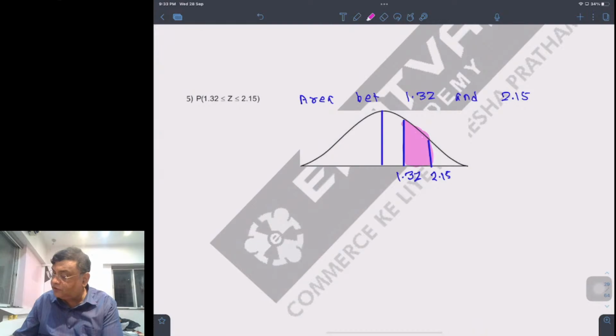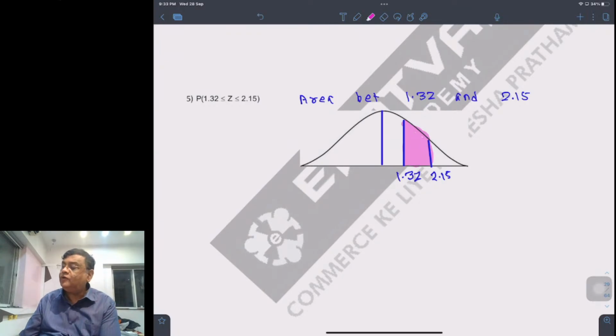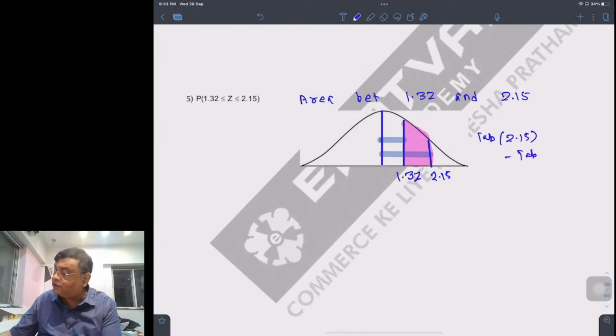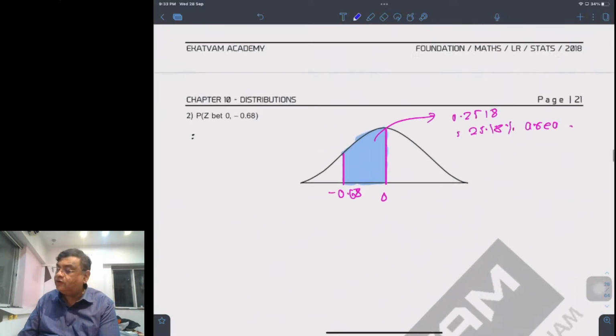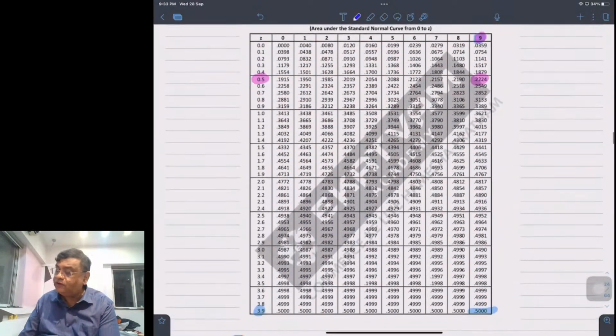Say yes. Do you understand this? Now, if this is true, tell me how we are going to adjust this. You can very clearly see that the table gives you area between 0 and 2.15, and there is an area between 0 and 1.32, and therefore my adjustment is what? It will be the table value for 2.15 less table value for 1.32, and table value for 2.15 can be seen in the tables.